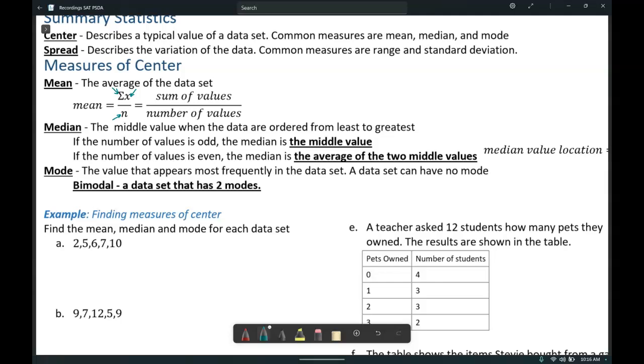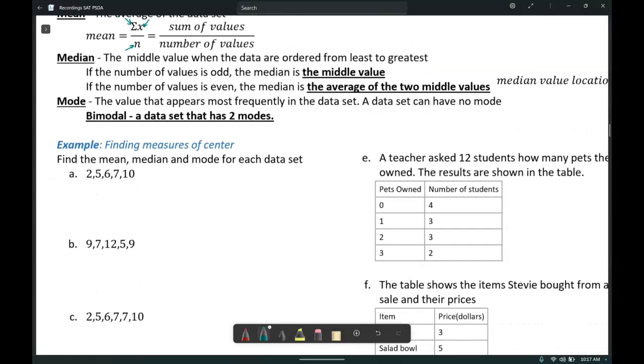Mode is a value that appears most frequently in the data set. A data set can have no mode if all the data values appear the same number of times, or if there are multiple data values that appear more than one time with the same frequency. If we do have more than one mode, we'll usually accept a data set that is bimodal. It can be important to identify a data set that has two modes. But if we go beyond two modes, we just essentially say that there is no mode because it's not a useful measure of center.